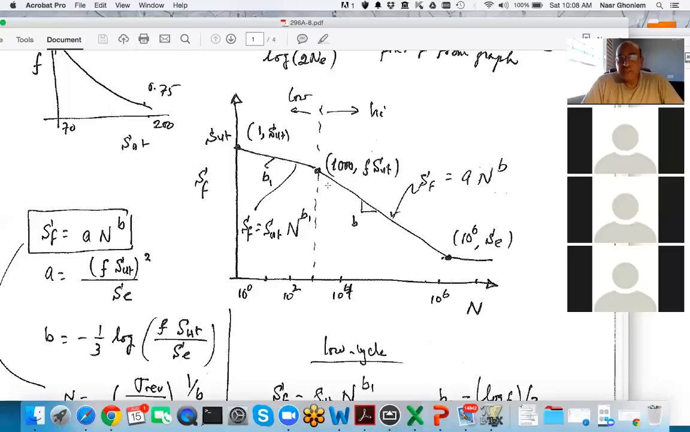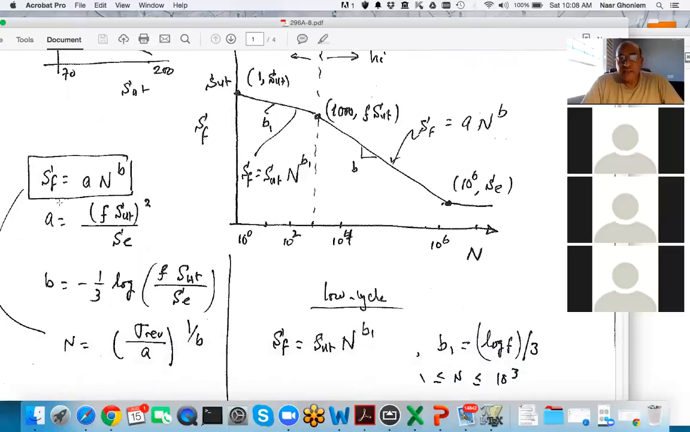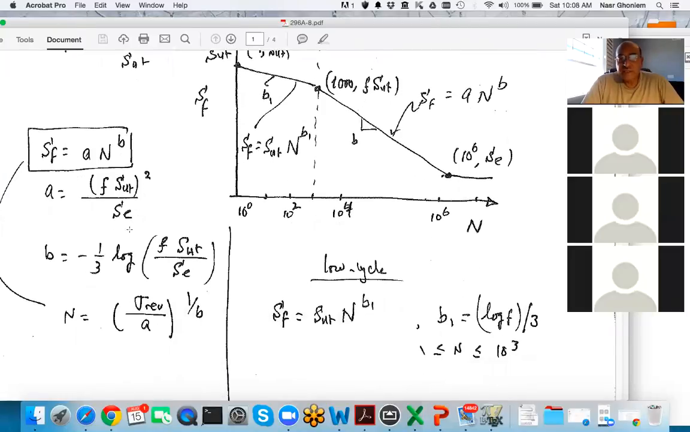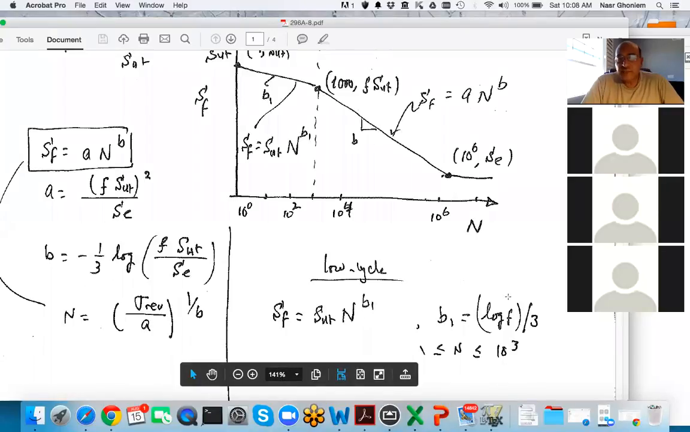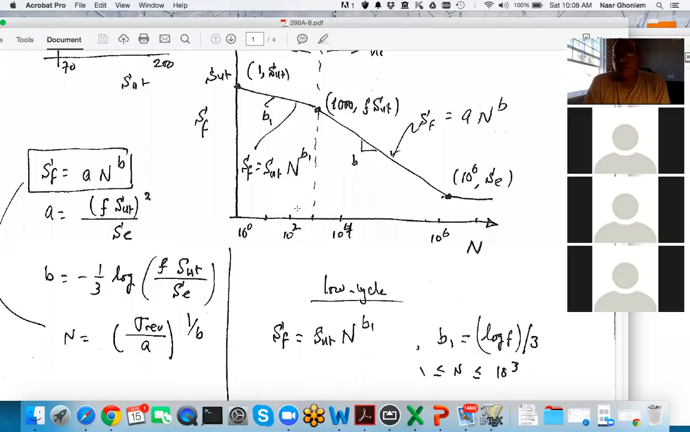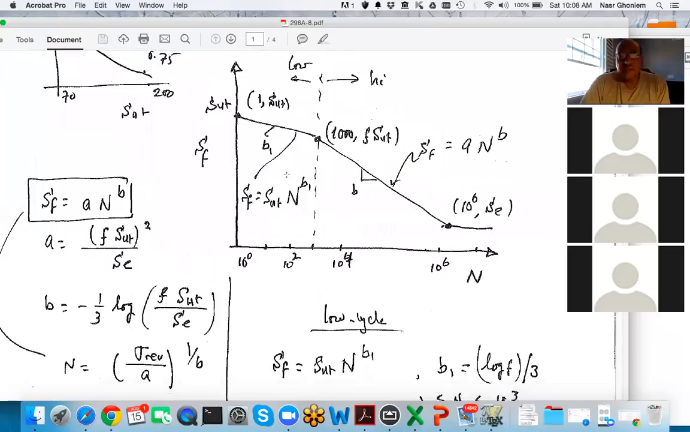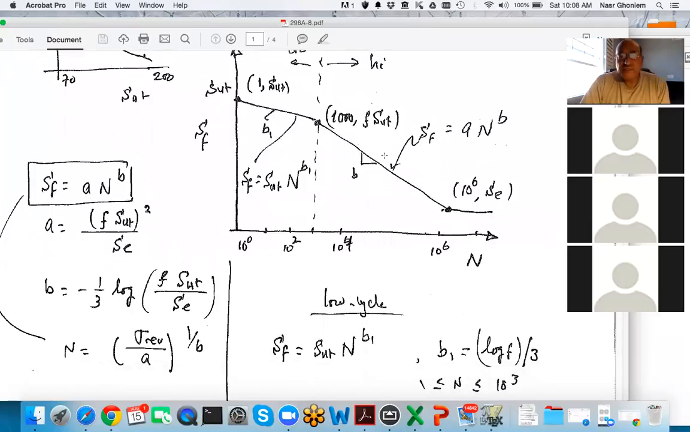So once we know the coordinates, and here it is. A is given by this equation, (F S ultimate) squared over Se. B is given by this equation, and B1 is given by log F over 3. So that's a complete recipe now for fatigue design based on the SN method. It's a summary because I have my full lecture online. So this is a page of the summary.